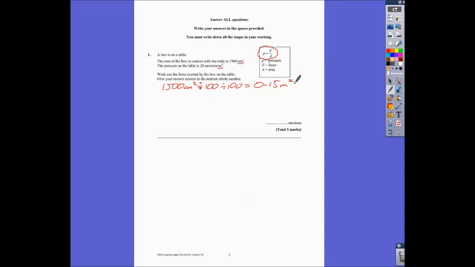Using the formula that we've been given, the pressure, 28 newtons per metre squared, is equal to the force divided by 0.15. So to work out the force, we do 28 times 0.15, which gives me 4.2 newtons.